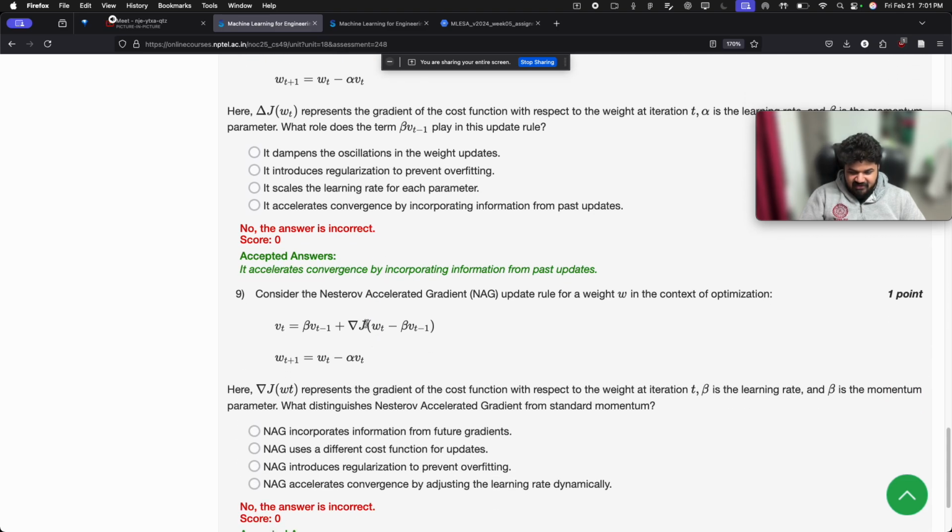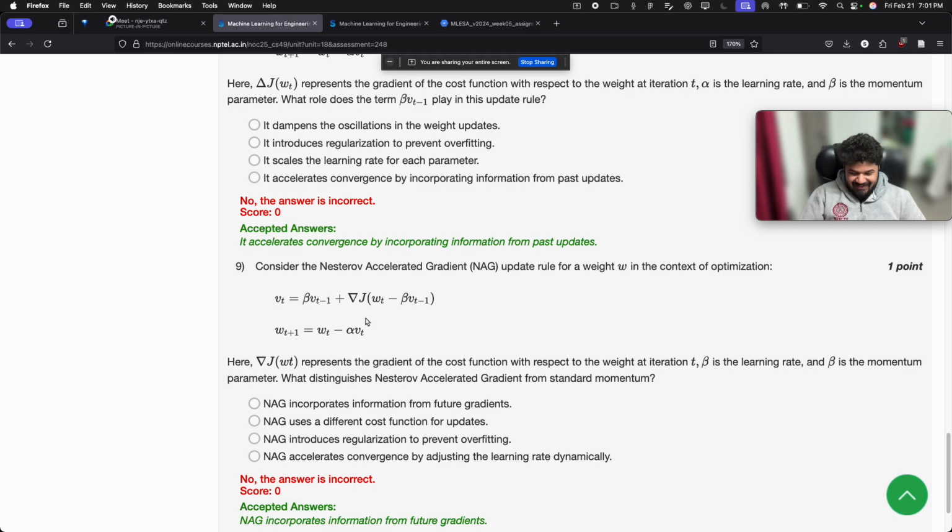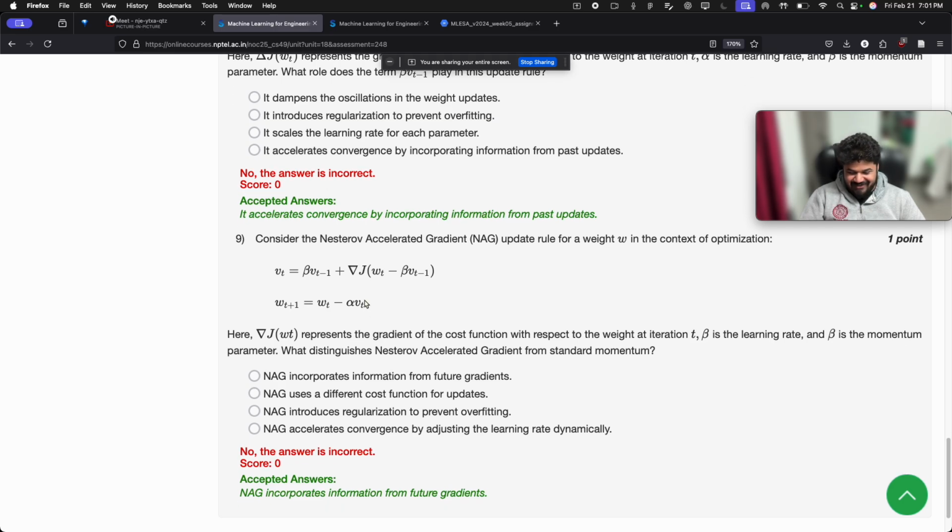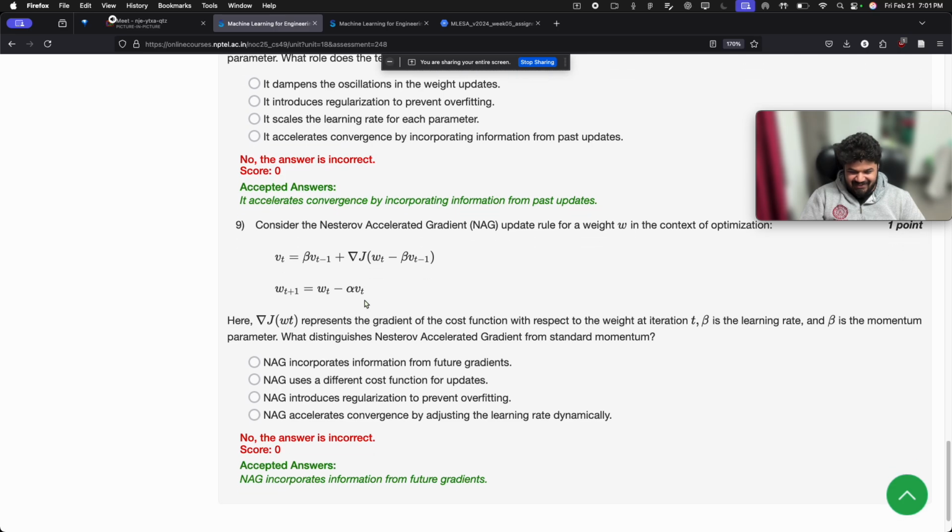Now this is interesting. You are saying something about future gradients, right? And then tell me what is different here. Ninth question.